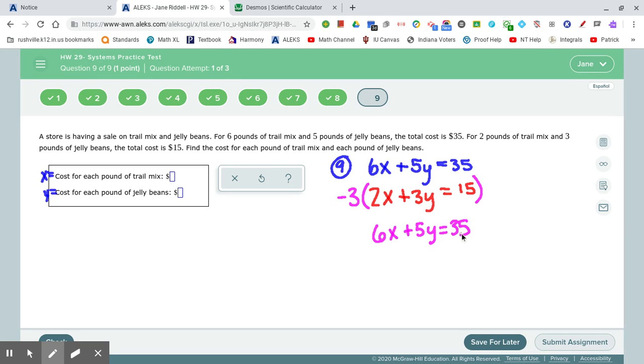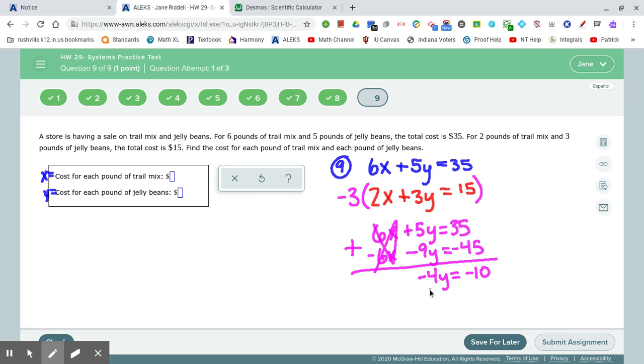My second equation becomes negative 3 times 2x, which will give me negative 6x, negative 3 times positive 3, which will give me negative 9y, equals negative 3 times 15, which gives me negative 45. I will now add the two equations together, and 6x plus negative 6x makes 0, which means they eliminate. They cancel each other out. 5y minus 9y will give me negative 4y. And then 35 minus 45 is going to give me a negative 10.